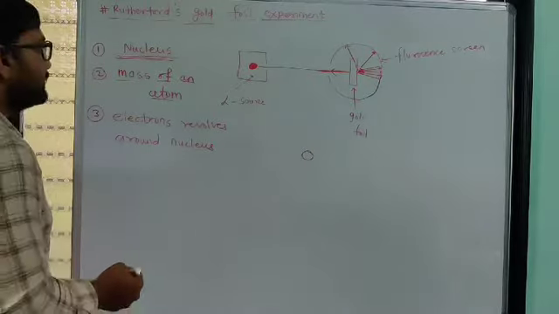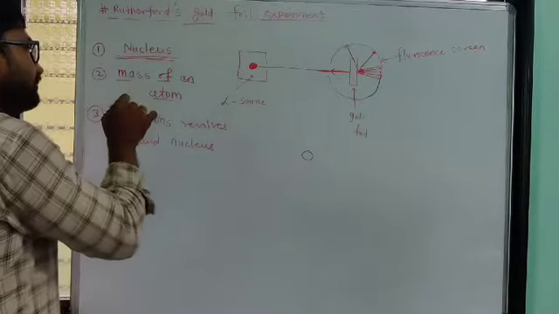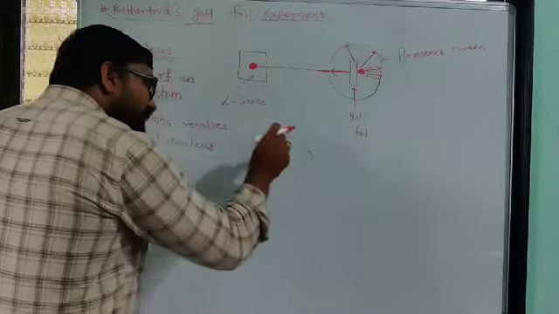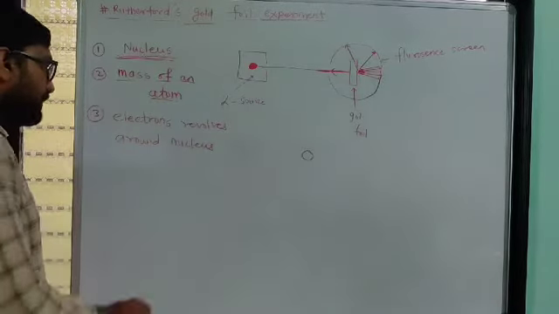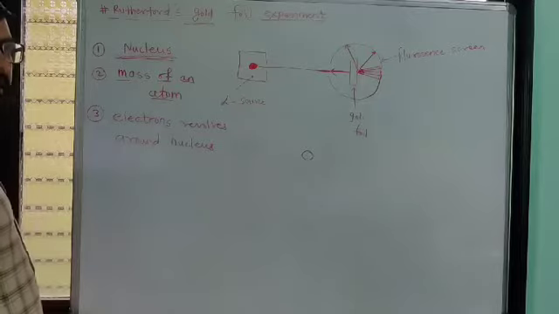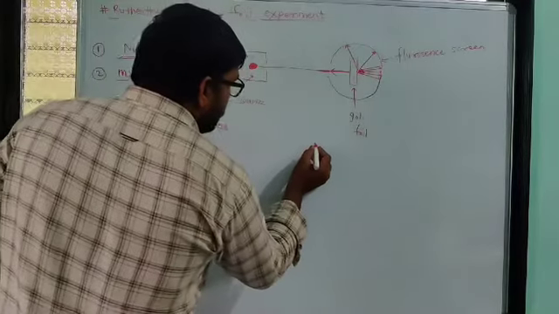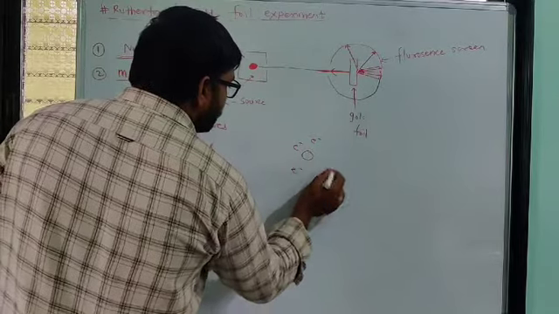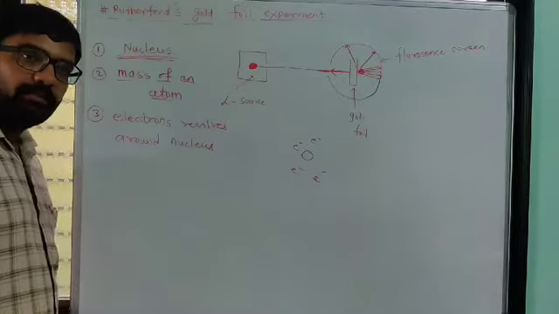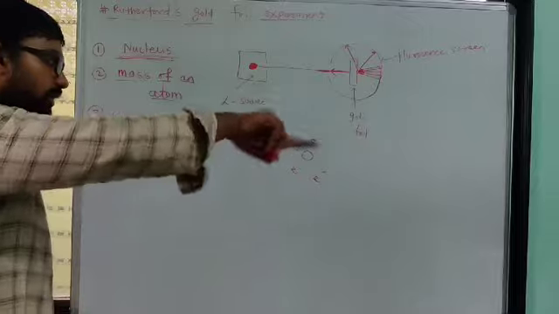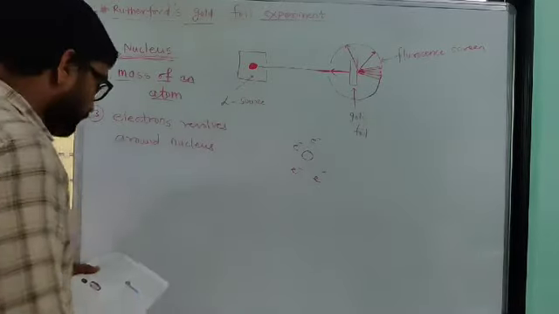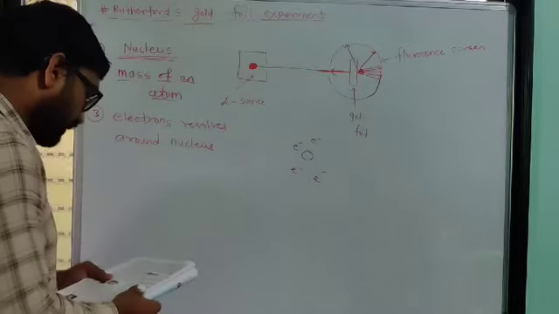Okay, then in the second prediction he predicts that the whole mass of the atom is gathered in this nucleus, and in the third prediction he tells us that all the negatively charged electrons revolve around this nucleus. That is the third prediction of Rutherford's atomic model.